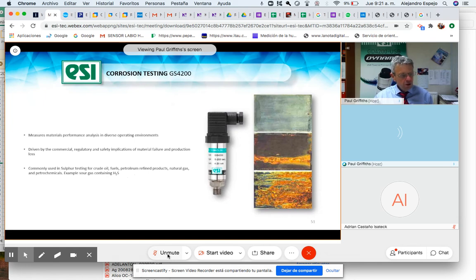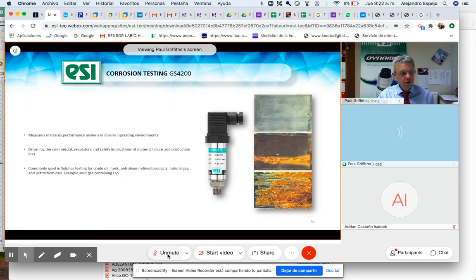But a lot of our sales partners forget that the GS4200 product has that unique titanium wetted parts feature. So it may not be one of the cheaper products in the market, but it has a lot going for it, apart from reliability and accuracy.